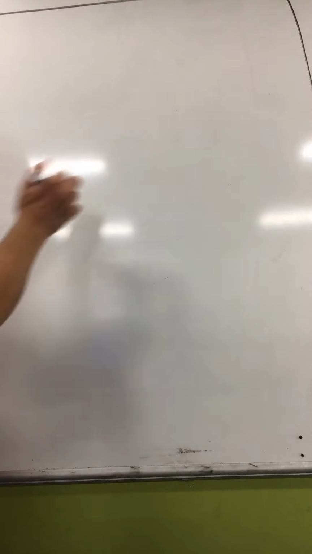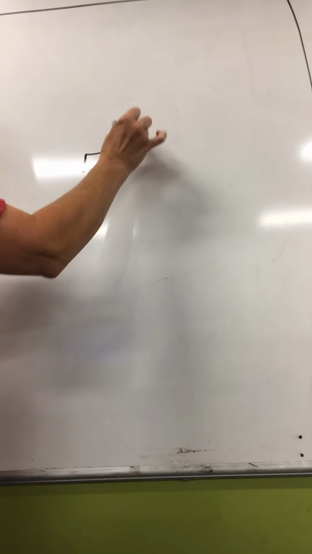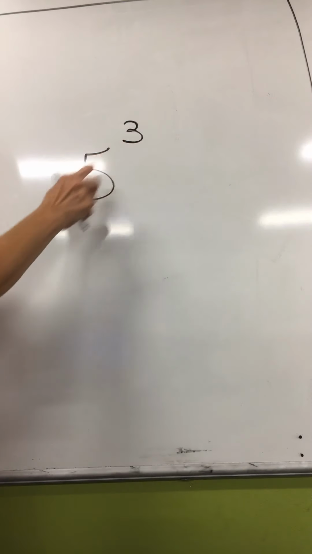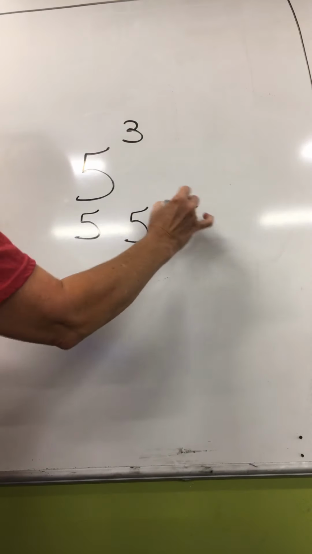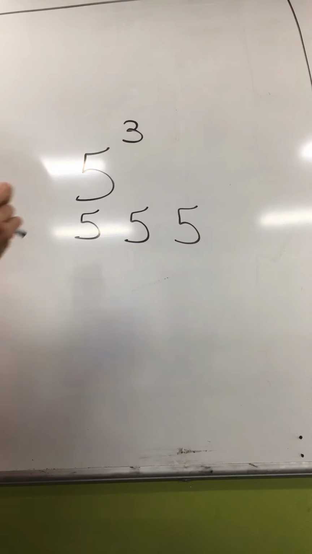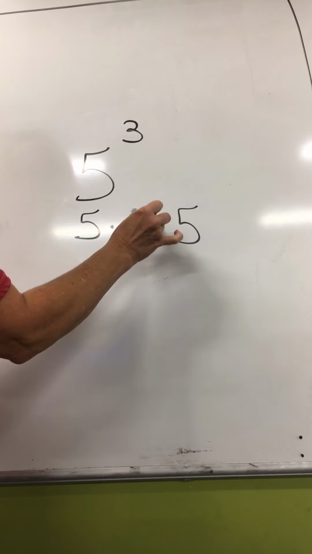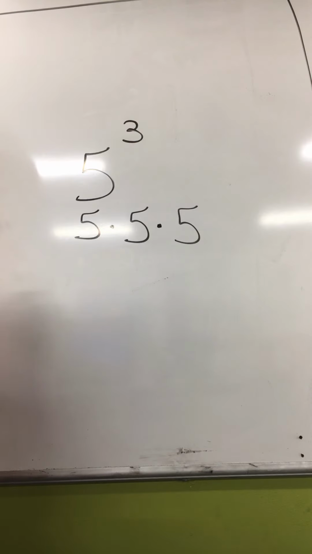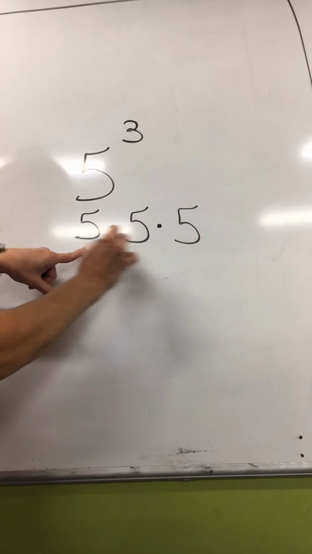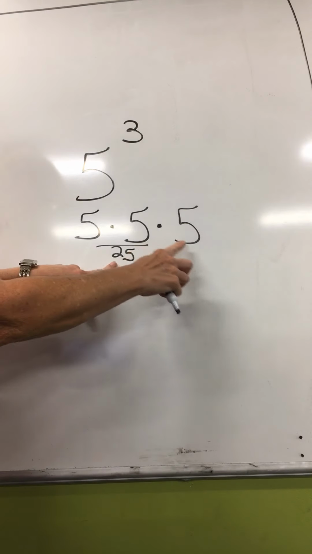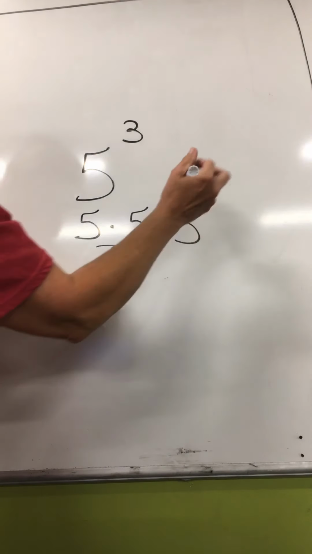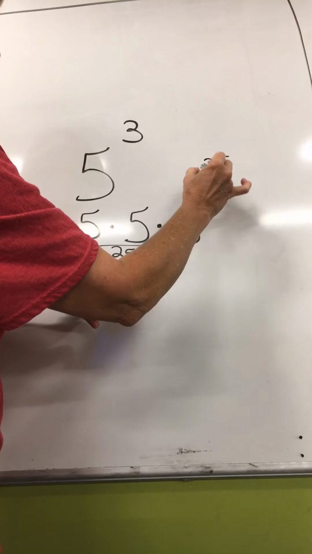Let's look at another one. 5 to the third power. That means 3 of these bases. 1, 2, 3. Another way to write a multiplication sign is a little dot. So I'm going to write it both ways so you see it both ways. 5 times 5 is 25. Then I have to do 25 times 5. If you don't know it, then you work it out to the side.